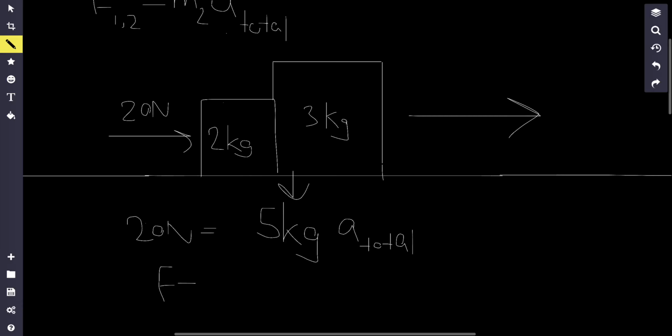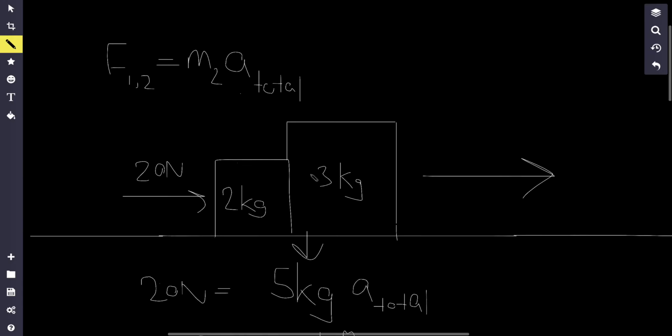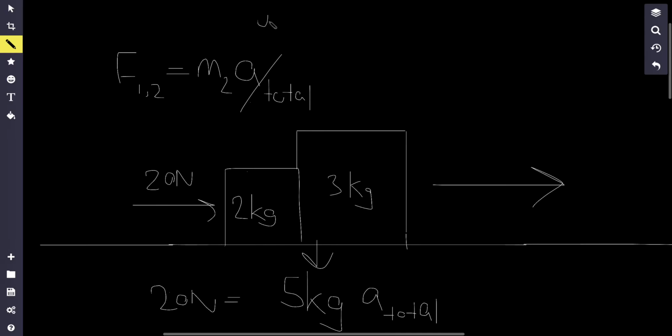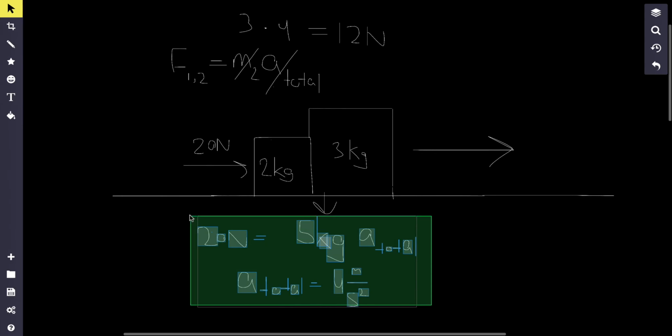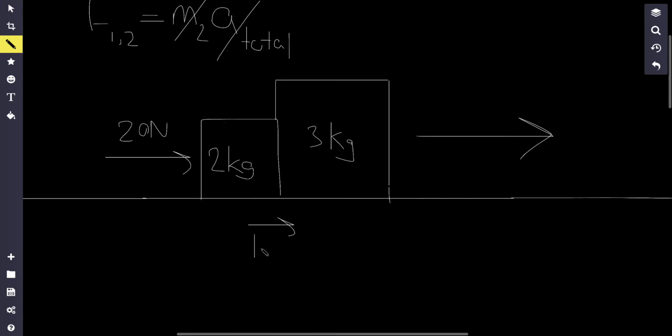Maybe total isn't the best word, but we can say the acceleration of the whole system. So you just divide 20 by 5, and you get that acceleration is equal to 4 meters per second squared. Now you just plug everything in. Mass 2 is 3 kilograms, so 3 times 4 is equal to 12 newtons. So the force that mass 1 exerts on mass 2 is going to be equal to 12 newtons.